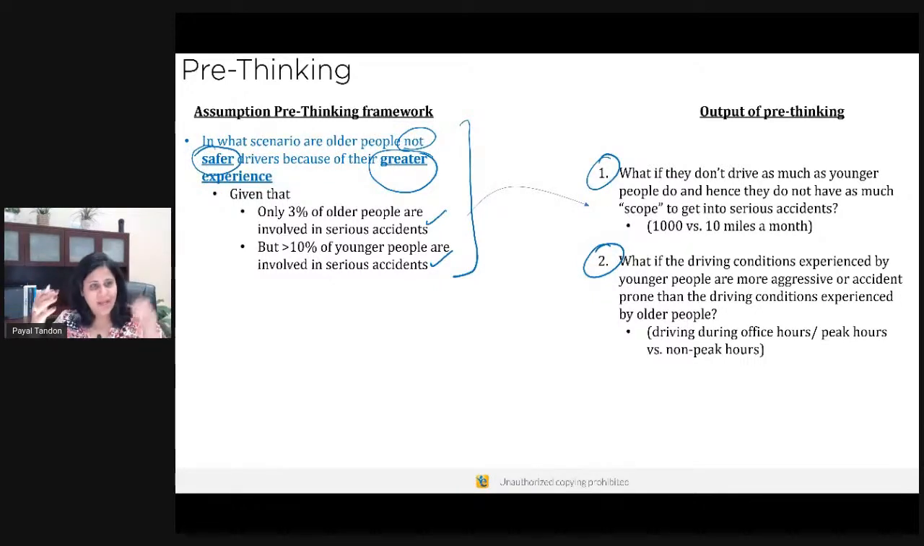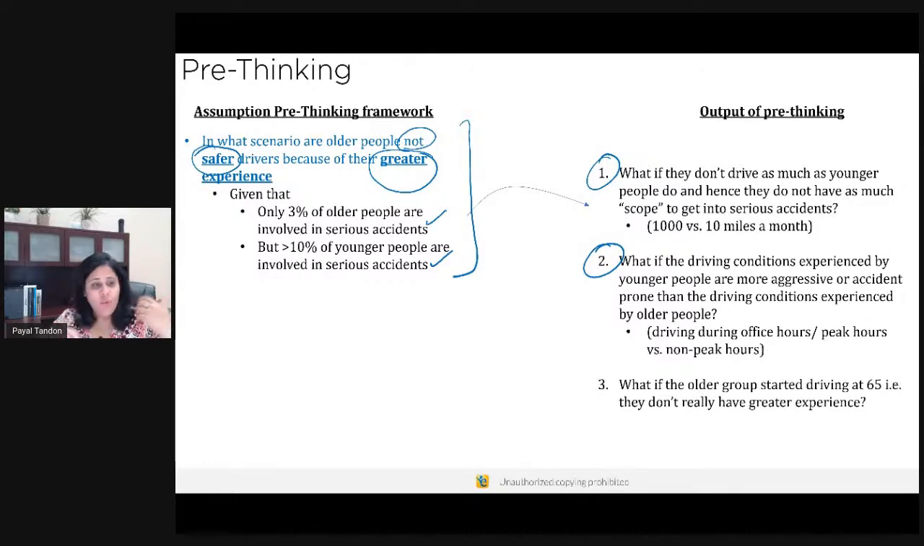Aspect of it. Are you really putting both older and younger people on the same playing field? What if, now this is another one, this one is attacking the greater experience part. What if older people actually don't have greater experience? Maybe the older people started driving beyond the age of 65 only. They may be as new as the younger generation. So that is what we are talking about over here. These are the things regarding pre-thinking.